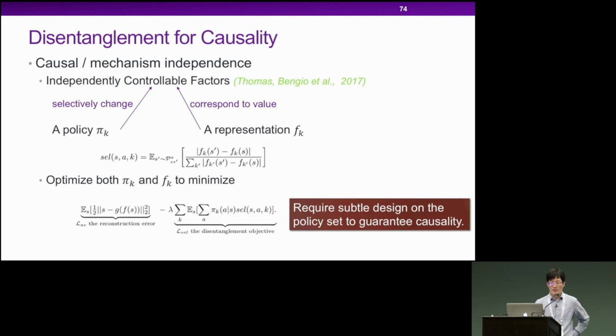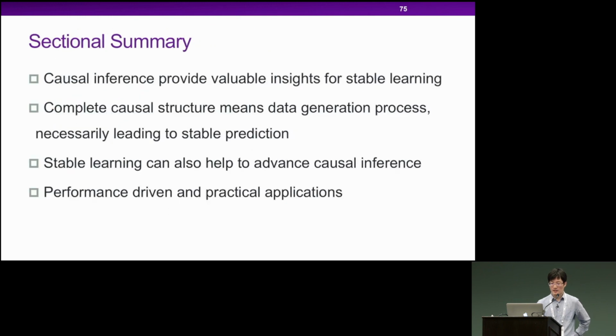Okay, so I will just try to summarize this section. We can see that causal inference does provide some valuable insights for stable learning, right? Many of them, for example, decorrelation, make the variables independent by sample reweighting. Actually, the initial idea comes from causal inference. And another factor is a complete causal structure, which means that we know the data generation process, and of course this can necessarily lead to stable prediction, right?